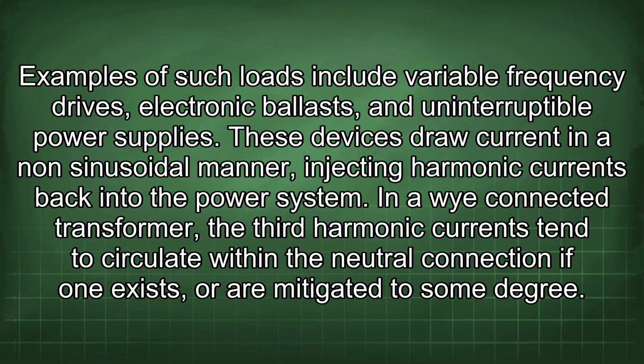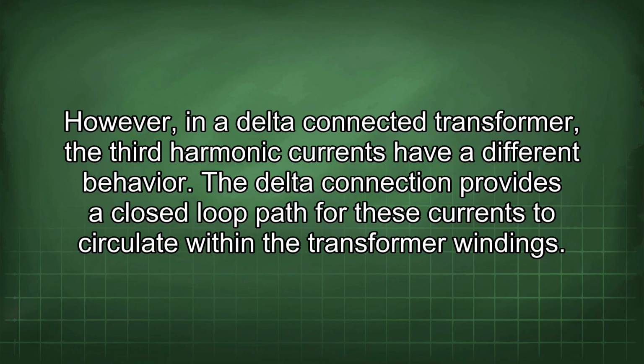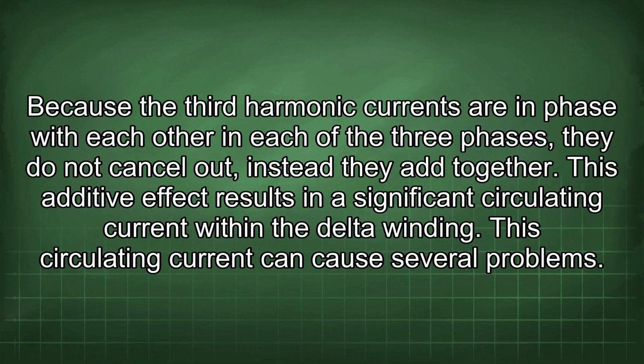In a Y-connected transformer, the third harmonic currents tend to circulate within the neutral connection if one exists, or are mitigated to some degree. However, in a delta-connected transformer, the third harmonic currents have a different behavior. The delta connection provides a closed-loop path for these currents to circulate within the transformer windings. Because the third harmonic currents are in phase with each other in each of the three phases, they do not cancel out, instead they add together. This additive effect results in a significant circulating current within the delta winding.